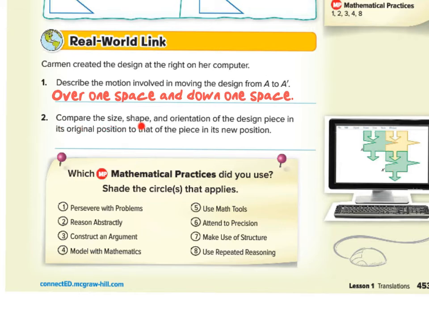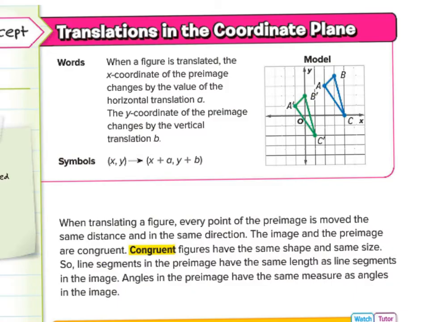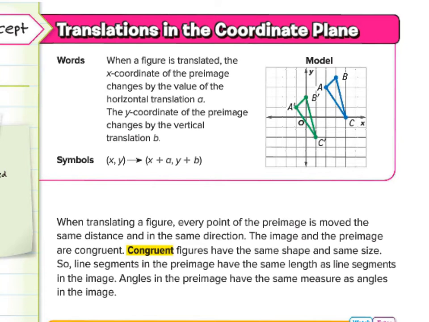Compare the size, shape, and orientation of the design piece in its original position to that of the piece in its new position. So from the pre-image to the image. Well, we can just say they are the same. Okay, it did not change size, nor is it facing a different way. They are the same, but they've just been shifted. That is a translation. And here we have our first key concept, translation in the coordinate plane.